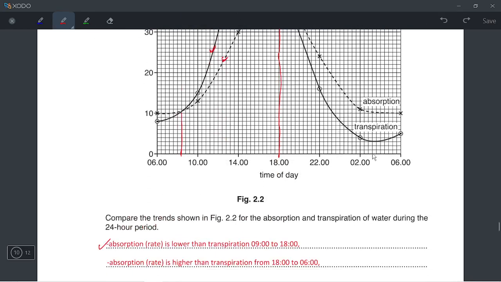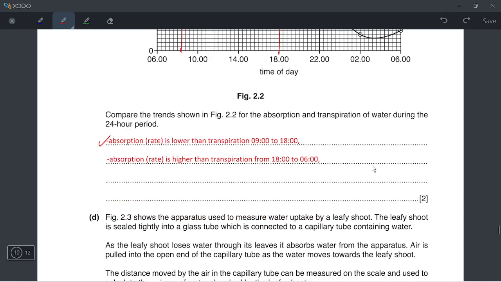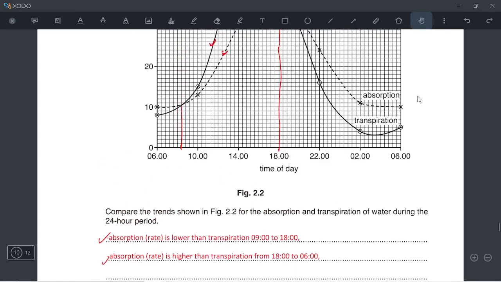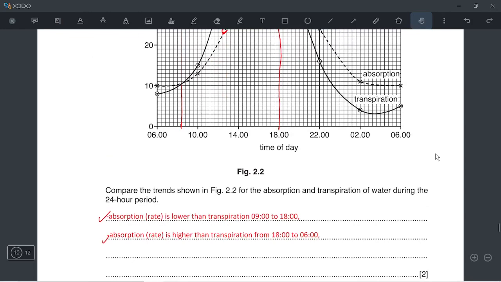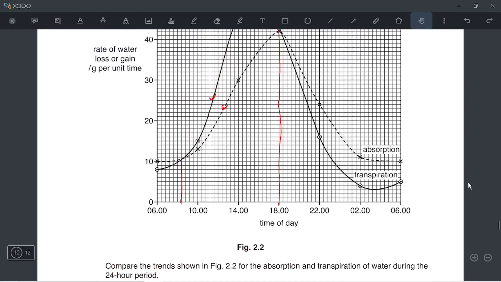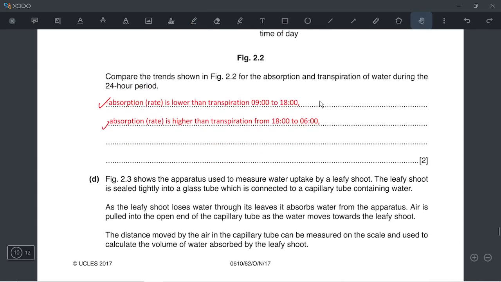Then we can write the second point here. The rate of absorption is higher than the rate of transpiration from 18 till 6. From 18 till 6 you can see the rate of absorption from here up till this, right? So the rate of absorption is higher than the rate of transpiration. Whatever you see in the graph, that you have to write.